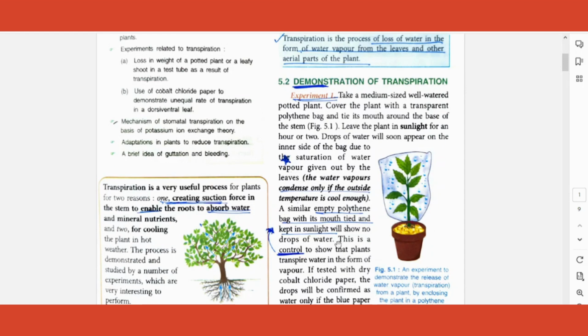So two setups. One is this setup where you have the plant. You covered it with plastic cover. Only the shoot you covered. That is the first setup, which is the experimental setup. Second is a control setup. In that, you are keeping only the plastic cover. Obviously, there will not be any water droplets. Why? No transpiration is happening.